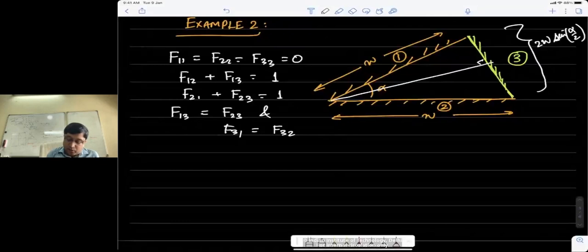Now the last one is quite good, because if f31 and f32 are equal and f33 is 0, this means these should be equal to half.